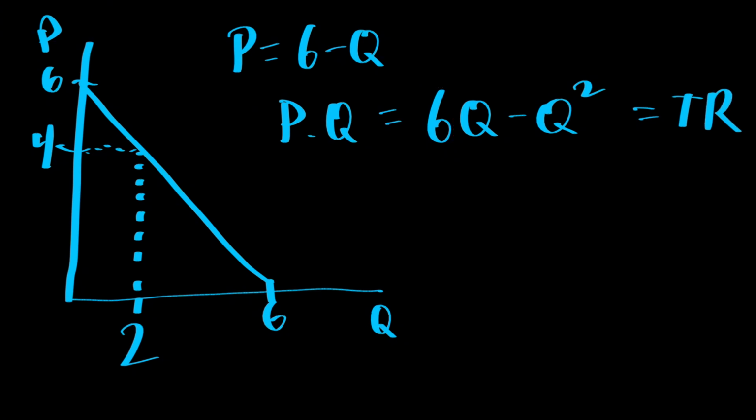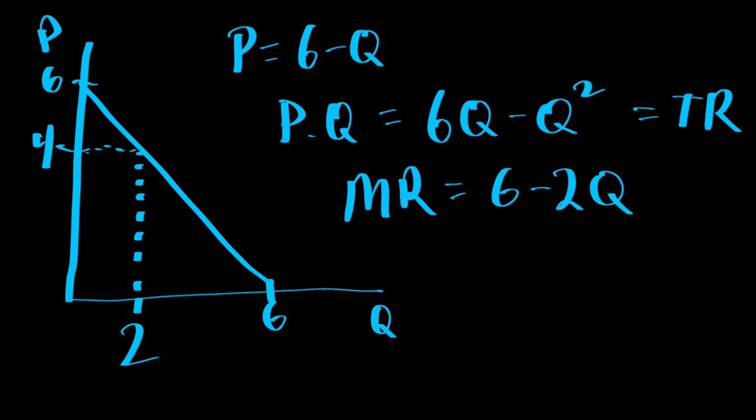Now, to get to the marginal revenue, all we do is take the derivative of the total revenue. So marginal revenue, therefore, is equal to 6 minus 2Q. And that means that this curve, the marginal revenue curve, will have twice the slope as the average revenue curve. So I'll draw it right here on the graph. You can see that's our marginal revenue curve.